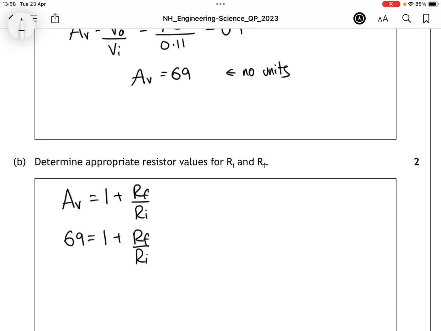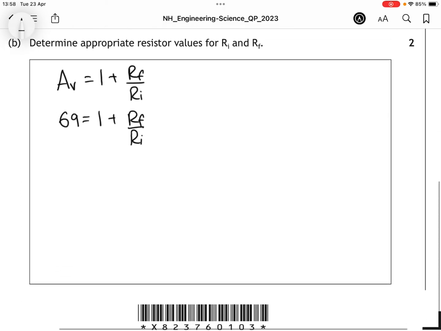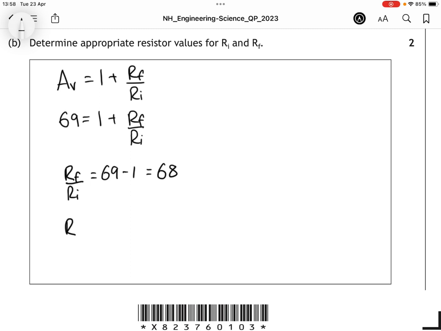What you want to do now is just rearrange that. So we know that RF over RI is equal to 69 take away 1, which gives us 68. And I would write out that means RF is equal to 68 RI. And if we say that RI is going to be equal to 1 kilo ohm, that would then tell us that RF was equal to 68 kilo ohms.